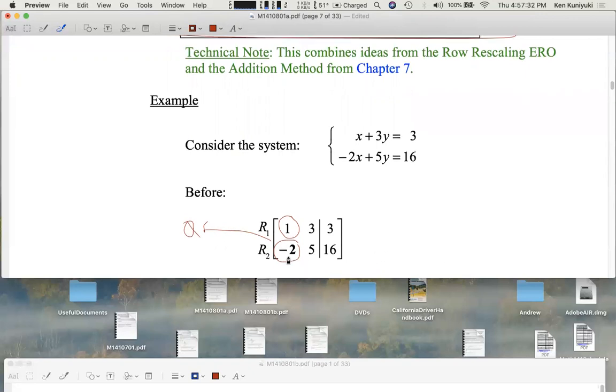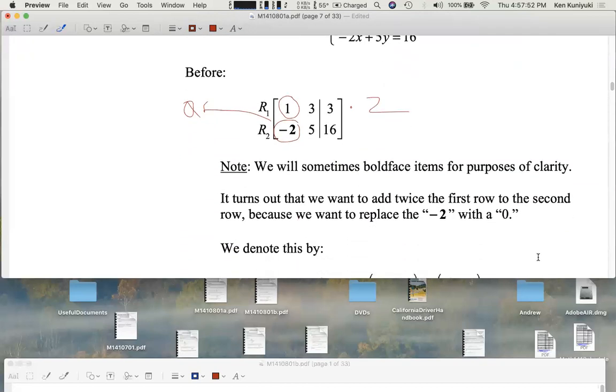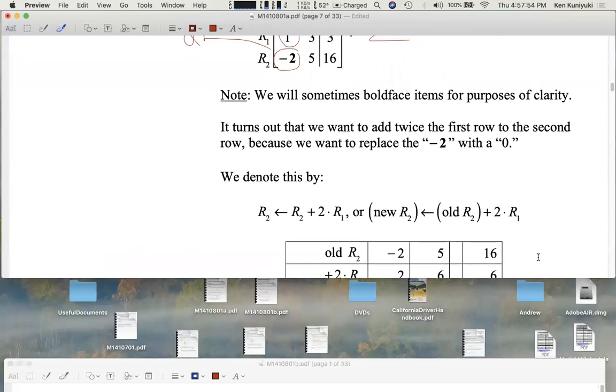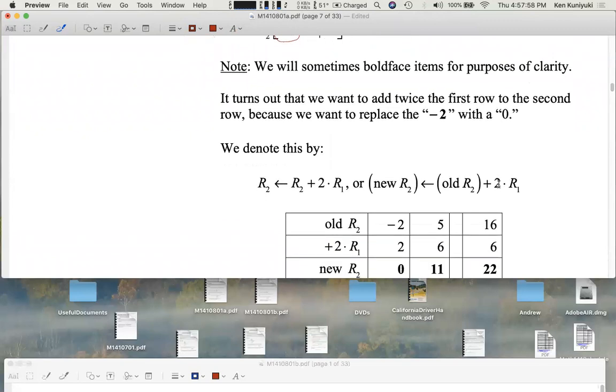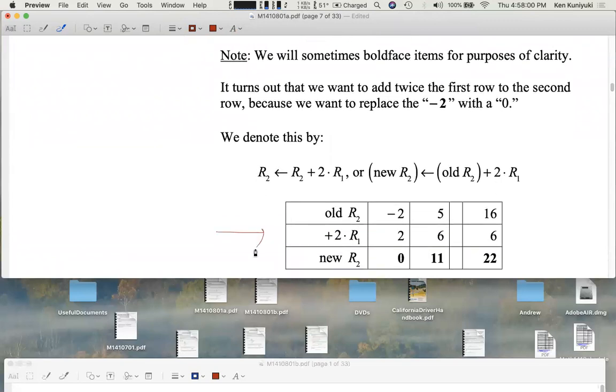To kill the -2, I'd like to add a multiple of row 1 to row 2 so that the -2 becomes a 0. What should I multiply row 1 by before I add to make that a 0? I say double the first row, like before. Multiply the first row by 2. I like to do it in column form. So twice row 1 is 2, 6, 6. I'll put that in the middle row.